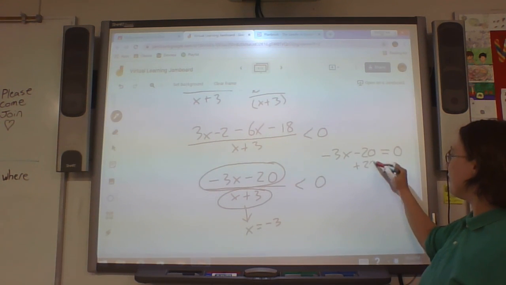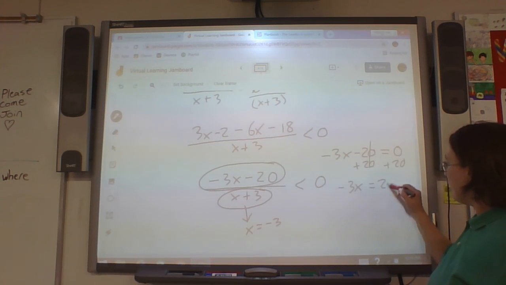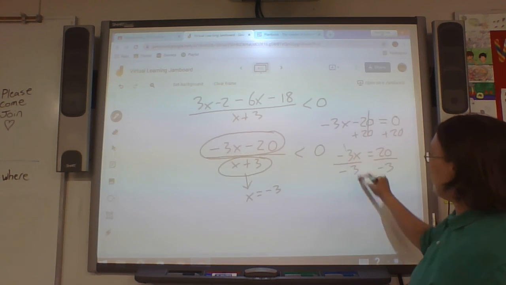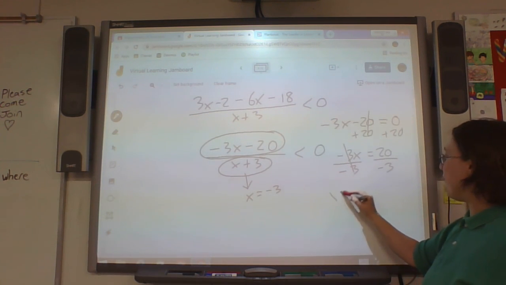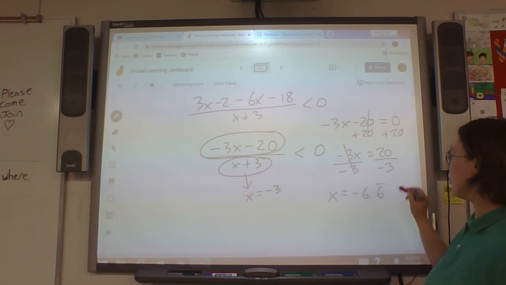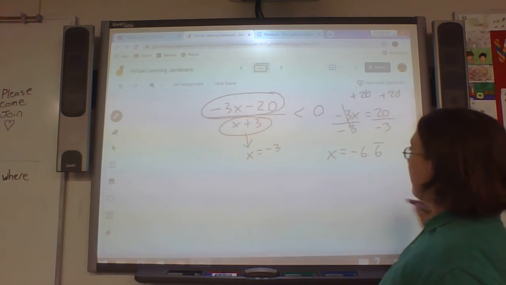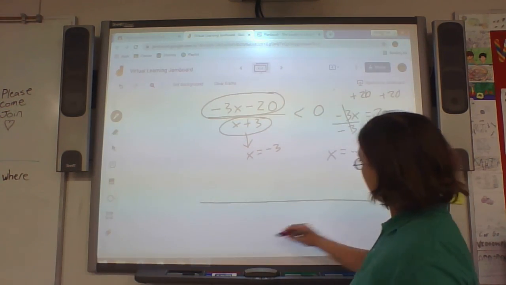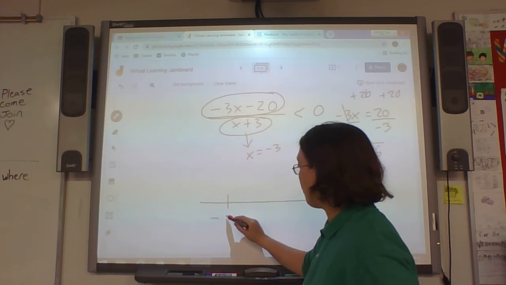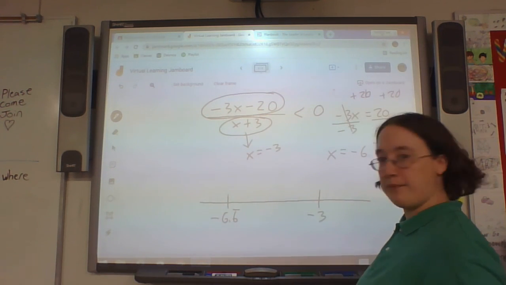We're going to add 20. We're going to divide by that negative 3. And if you left that as negative 20 thirds, that's fine. If you turn that into a negative 6.6 repeating, that would also be okay. Either or. So then those are the two things that are going on our number line. So you got either a negative 6.6 or a negative 20 over 3, depending on how you wrote that. And then we got a negative 3.